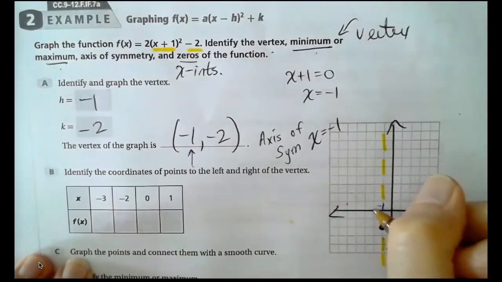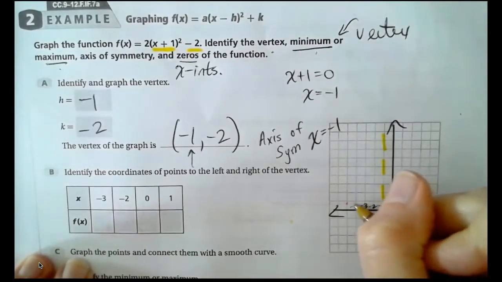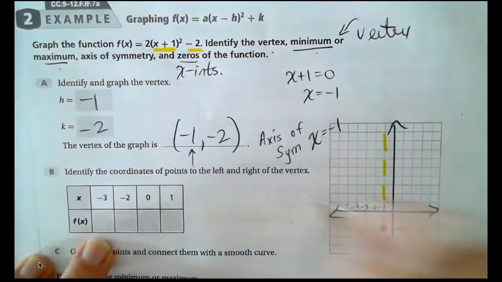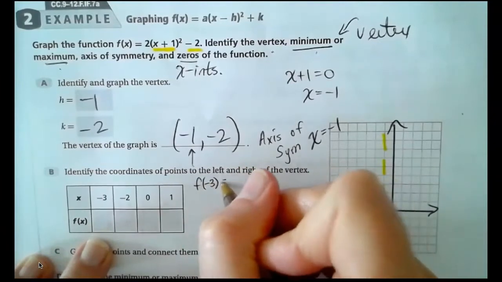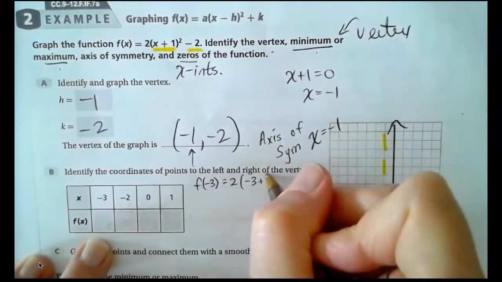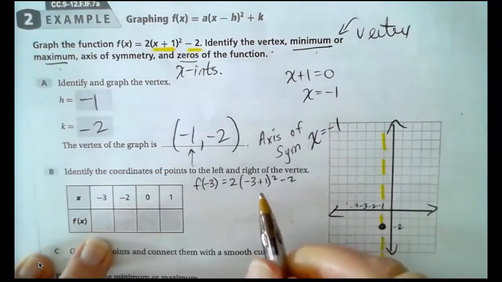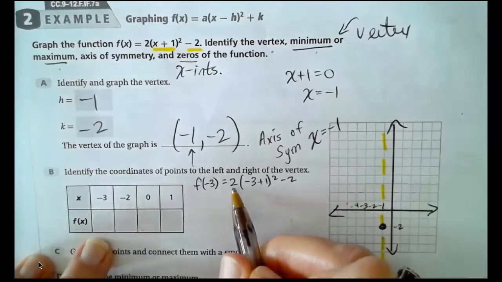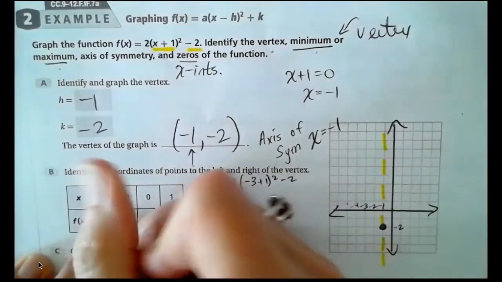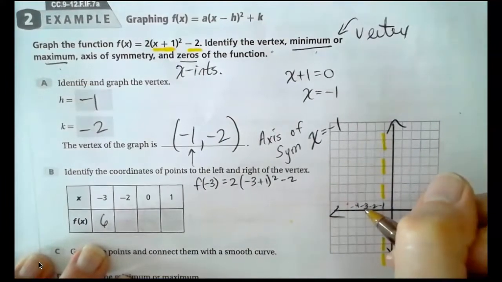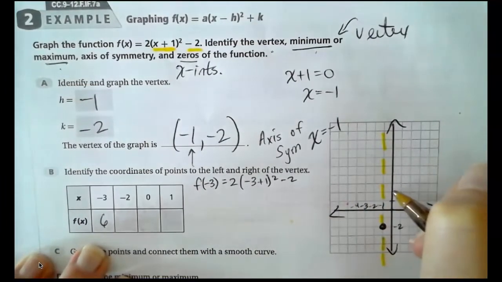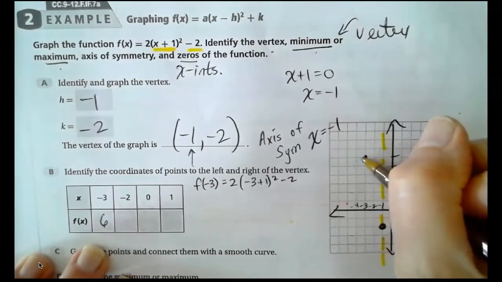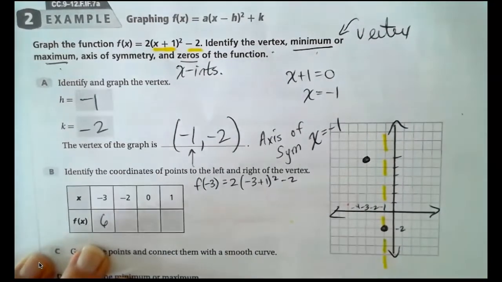Now let's fill in this table of values and find some more coordinates. So here's 0, negative 2, negative 3, negative 4. Let's plug in negative 3 here. f of negative 3 is 2 times (negative 3 plus 1) squared minus 2. Negative 3 plus 1 is negative 2. Negative 2 squared is 4. 4 times 2 is 8. 8 minus 2 is 6. So at negative 3, we are up 6: 1, 2, 3, 4, 5, 6. Remember, this is a tall, skinny parabola.